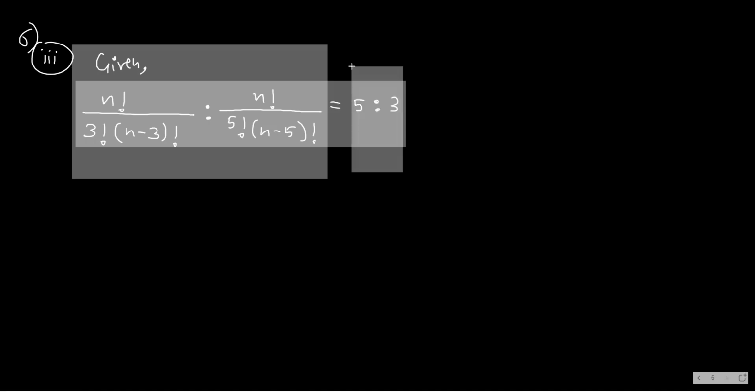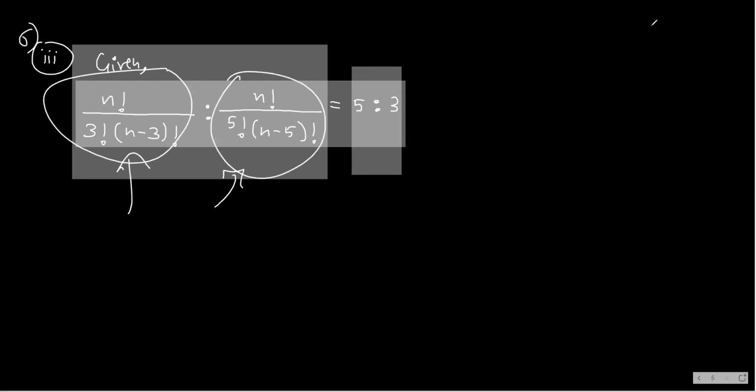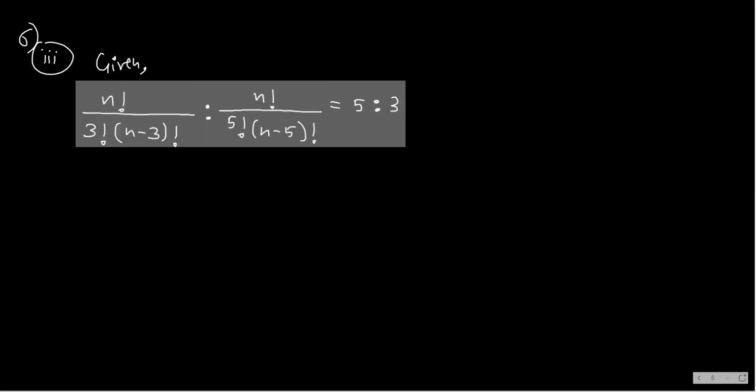And on the right hand side, we are given the ratio of 5 and 3. If I have 5 is to 3, you understand, it means 5 upon 3. And when you have this is to this, it means you have this upon this. So first of all, I will write it in the form of division.